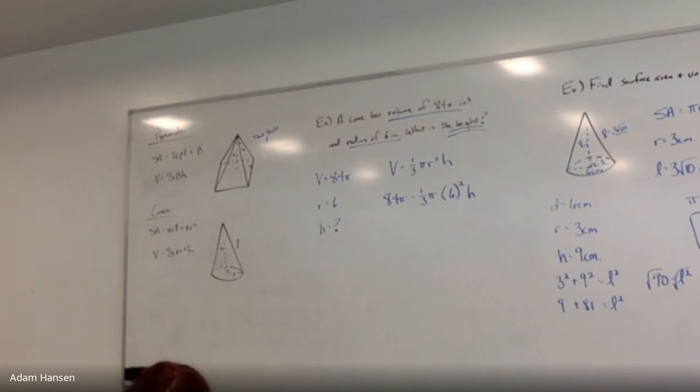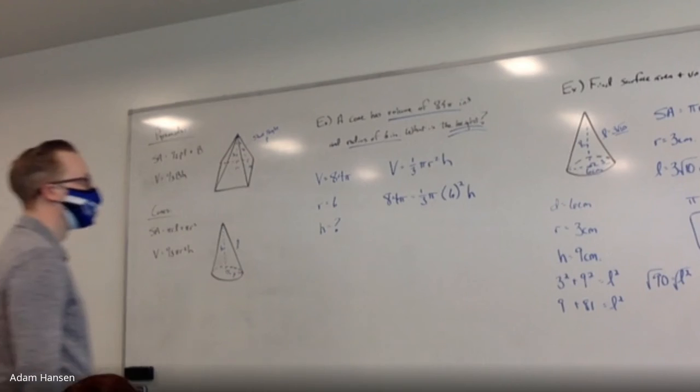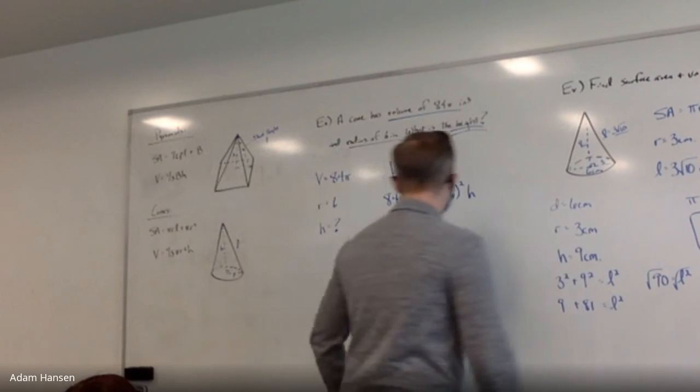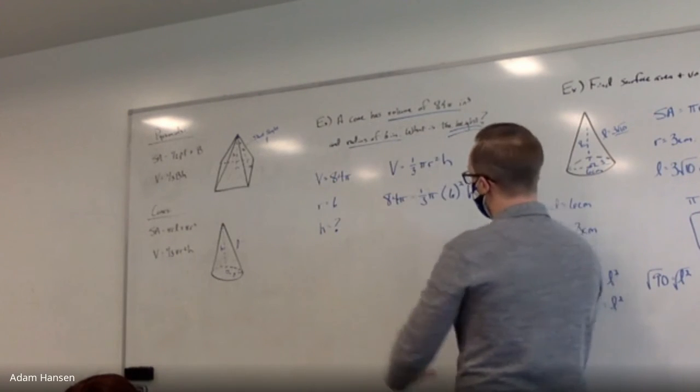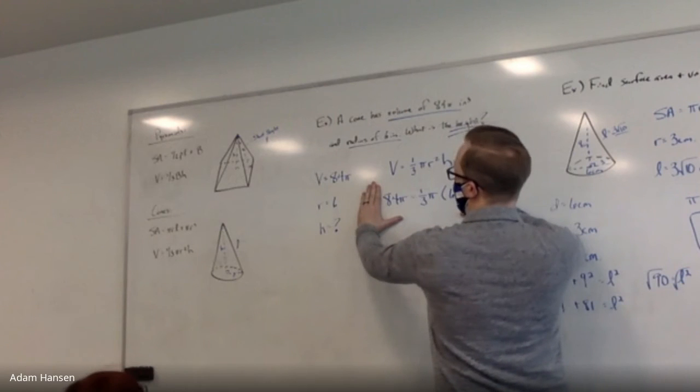Here's my equation I have to solve. 84 pi equals 1/3 pi times 6 squared times h. What are your thoughts? How could I solve for the height? What do you want to do first, Shayla? What are the different things we can do to get started? I've got this equation here. Trying to solve for h, the height of the cone.